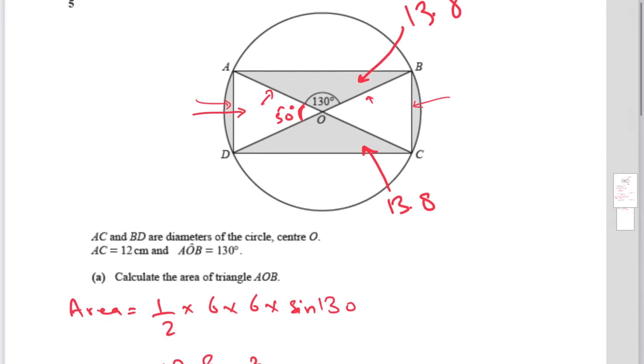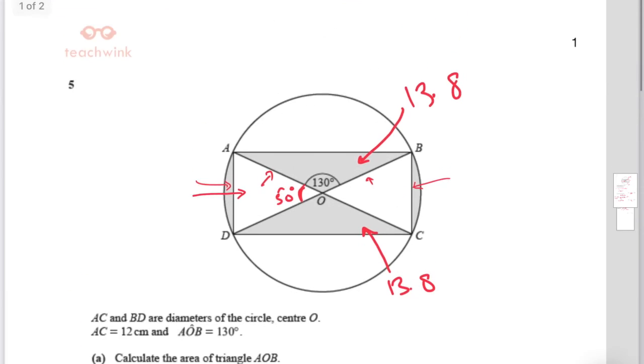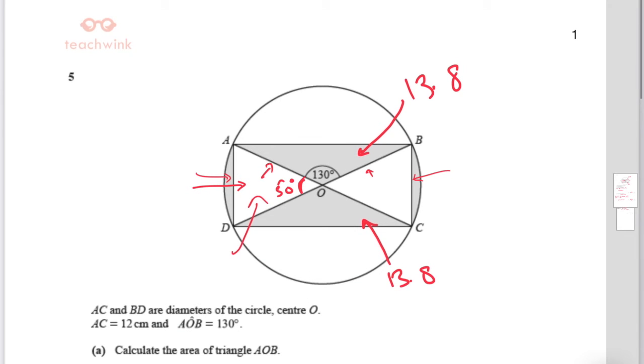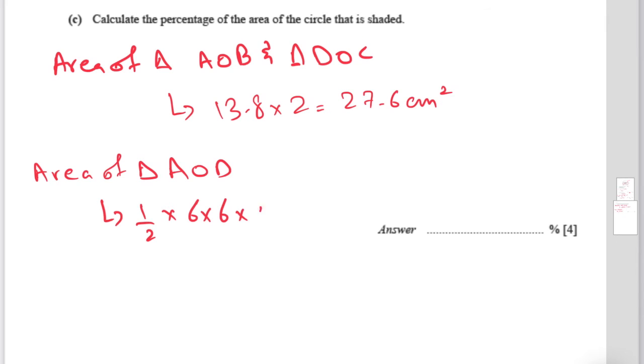We would need to find the area of sector AOD, which we do have already, which is 15.7, and subtract the area of the triangle AOD. So let's find the area of the triangle AOD first. So area of triangle AOD can be found by multiplying 1 over 2 by 6 by 6 by sine 50. So the area comes out to be 0.5 times 6 times 6 times sine 50. The area comes out to be 13.8 centimeters squared.